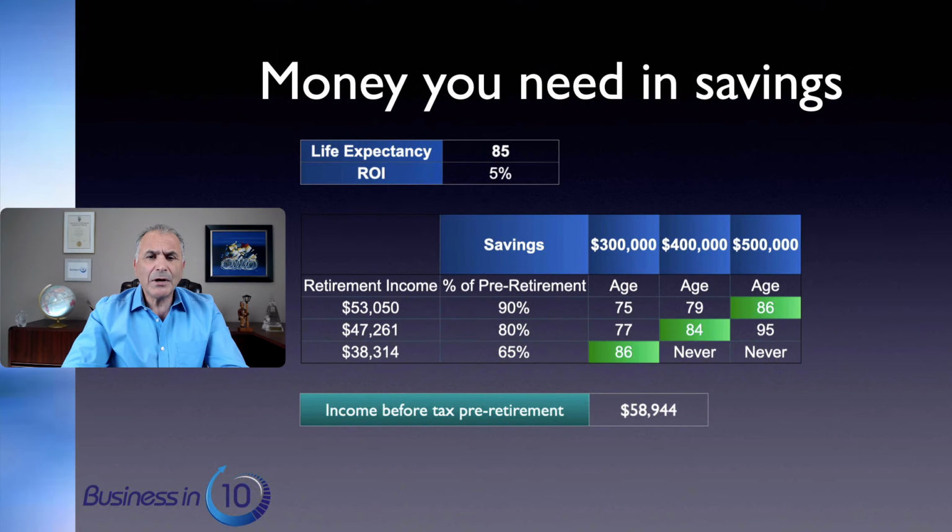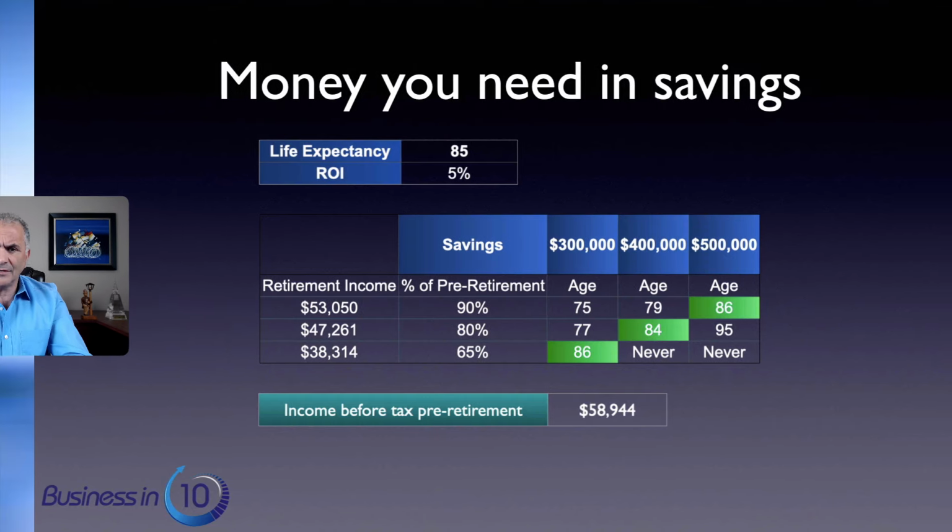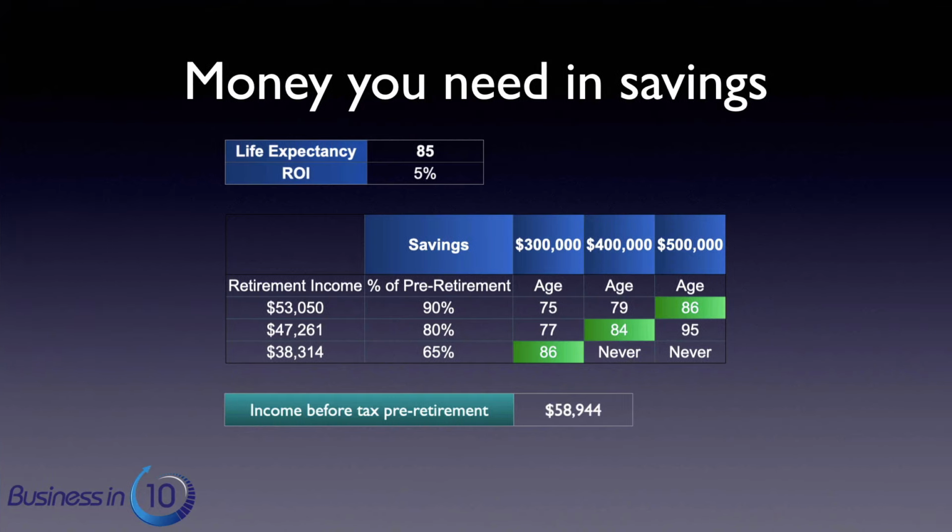Now let's look at the amount of money you need in savings. So here are a couple of assumptions for this calculation. According to Statistics Canada, the life expectancy is 85 years. So we are assuming you live for 85 years. And we are going to assume you invested your money and the annual return on your investment, the ROI, is 5%. After crunching some numbers, I came up with this table. The green color is the sweet spot. If you want to live on $53,050, which is 90% of the pre-retirement income, you need $500,000 in savings.